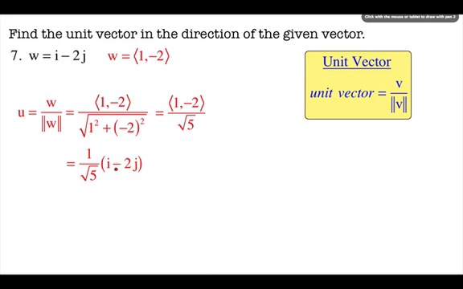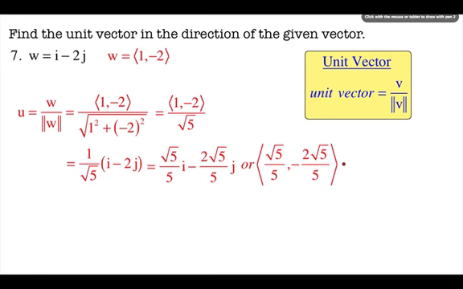I rewrite it as unit vector form. Then I'm going to rationalize here, make the radical denominator disappear, and this is basically the answer. If I want to express this in vector form, this will be the answer. And you should be able to follow this very easily as well.